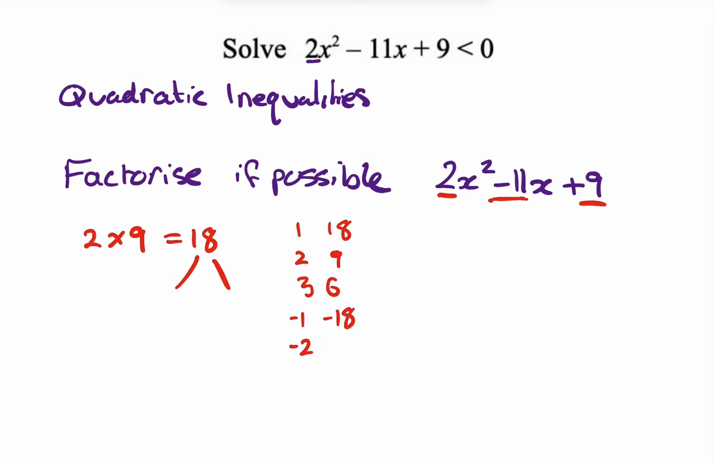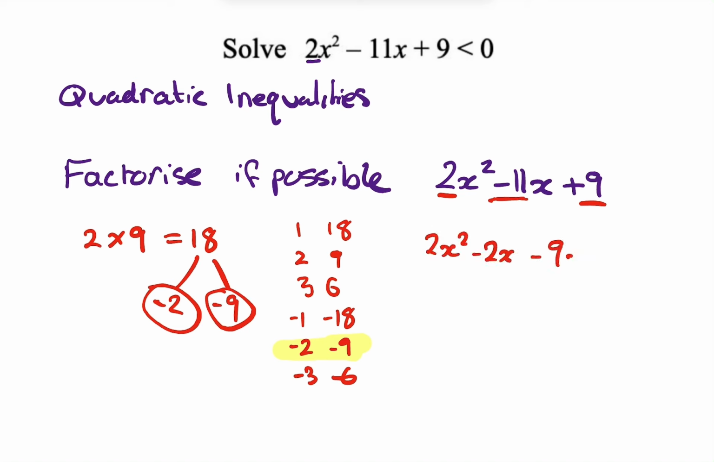So negative 1, negative 18, negative 2, negative 9, negative 3, negative 6. Do any of these add to negative 11? Yes, they do, these two. Okay, so that's our two numbers. So what this allows us to do now is break down negative 11x into negative 2x and negative 9x.